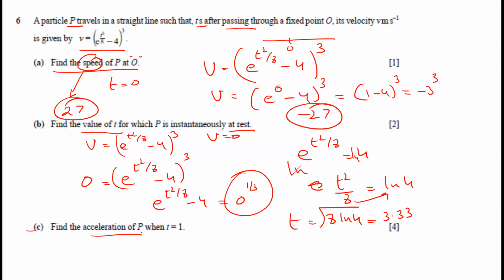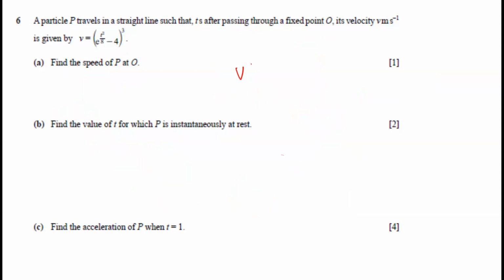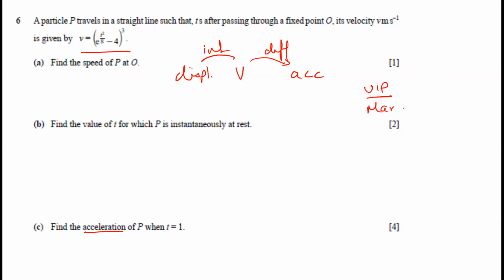Now part C, find the acceleration of P when t equals 1. We need to understand that when we differentiate velocity, we get acceleration, and when we integrate velocity, we get displacement. So in order to find acceleration, we need to differentiate velocity. One more extremely important point: maximum velocity takes place when acceleration equals 0. But this concept is not applied over here. We need to find acceleration.